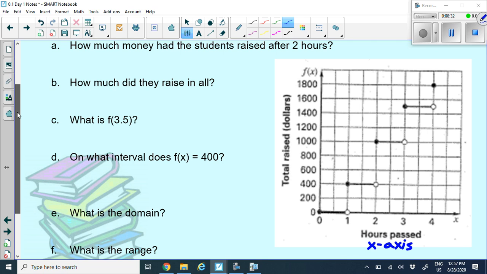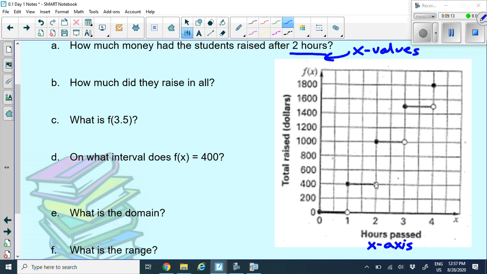Now let's answer these questions. Okay, part A says, how much money had the students raised after 2 hours? Now, we look at the 2 hours, we need to figure out, is that our x or the f of x? Well, if it's 2 hours and we look at our graph here, hours represents x values. Meaning, what are we trying to find? We're trying to find our f of x values, or the y value. So, let's go to 2 hours. Okay. Now notice there are 2 points. You got an open circle at 400 and a closed at 1,000.